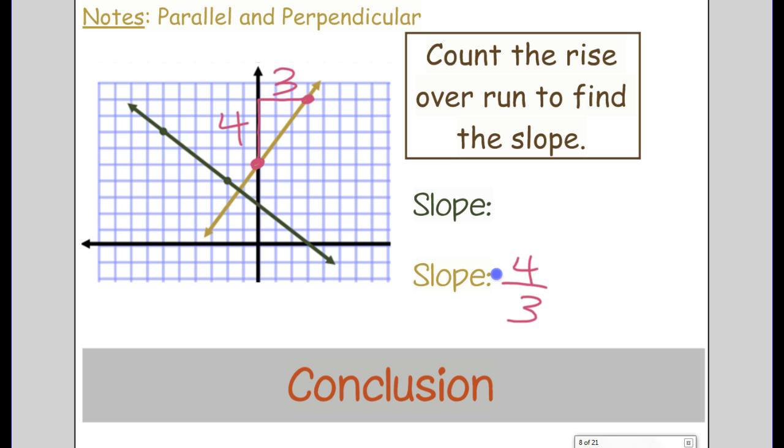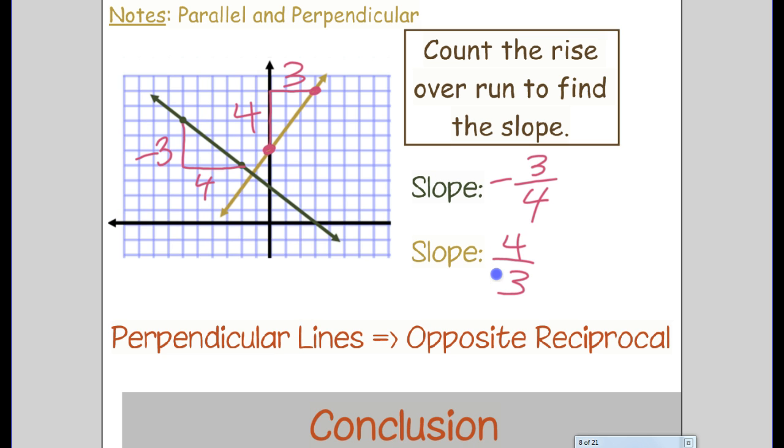Chris, what'd you get for the darker line? Well, we're going to rise 3. So we fall 3 and we run 4. So negative 3/4. We talked about this in the warm-up. What are those called? Opposite reciprocals. So you can go ahead and write that down.